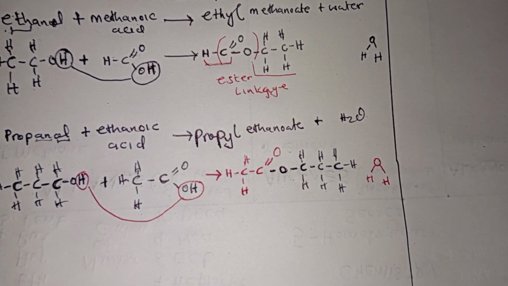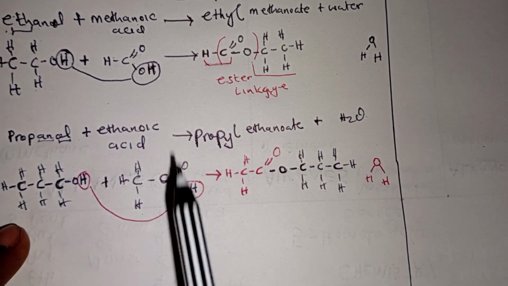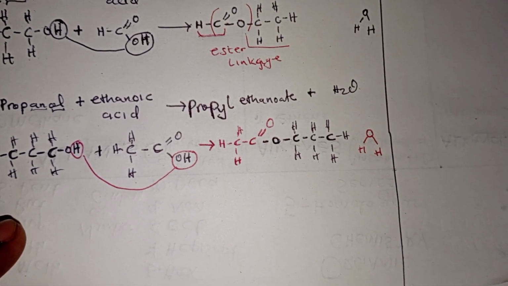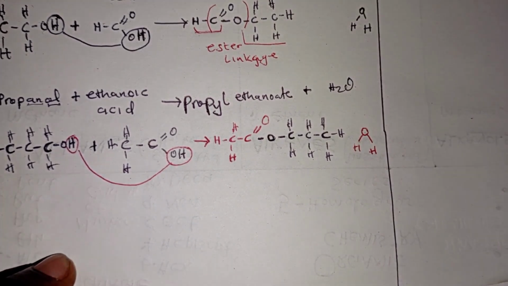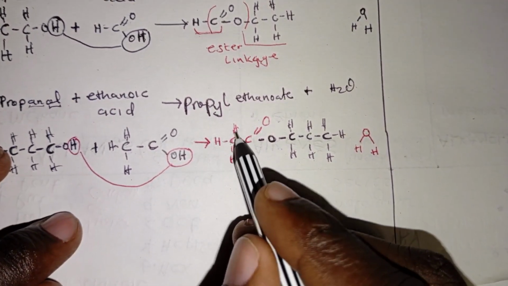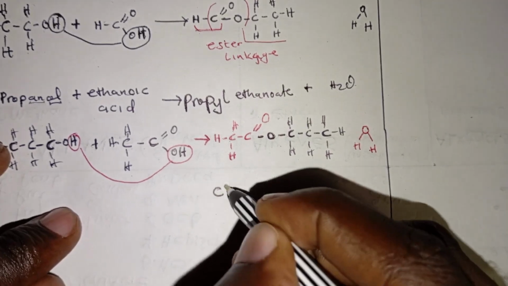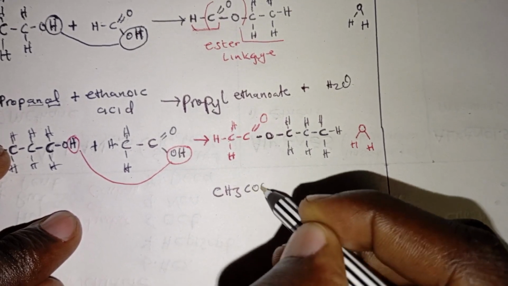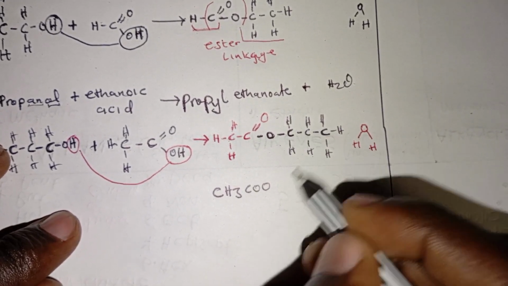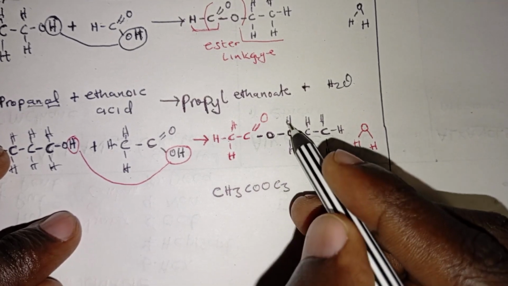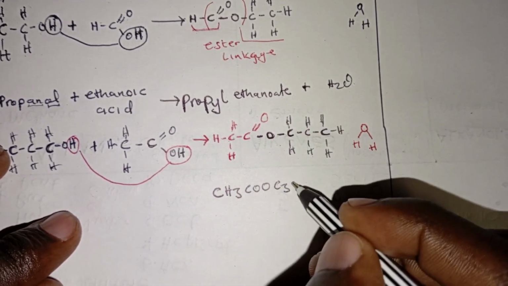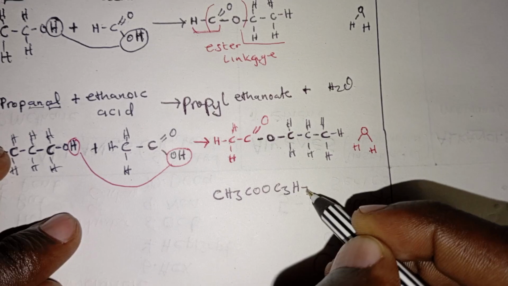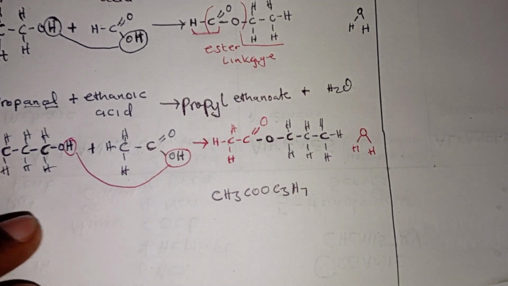Now the molecular formula, also you start with the acid first. The molecular formula starts with the acid first. So this will be, so start with this one, CH3, then COO, 1, 2, 3, C3, 1, 2, 3, 4, 5, 6, 7, okay, H7. Okay, and that is how you write propyl ethanoate.